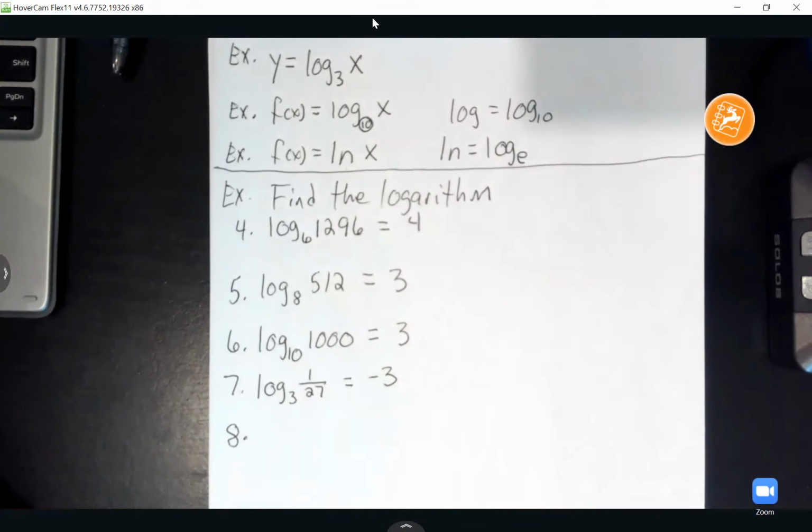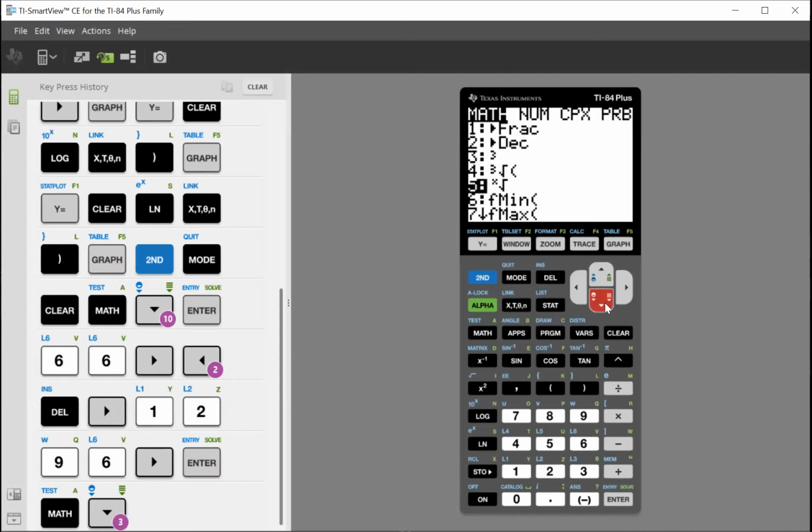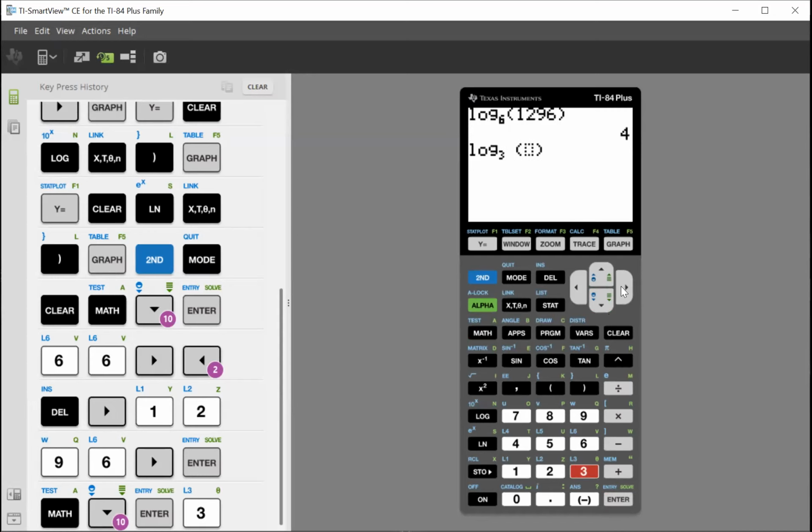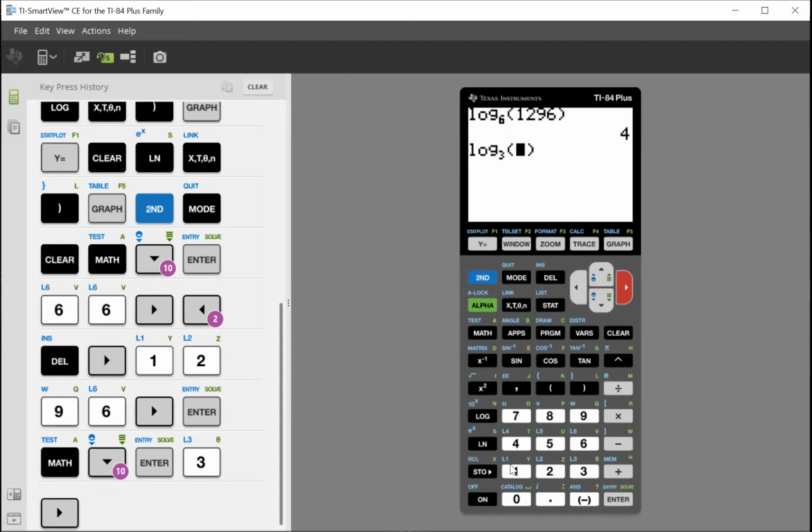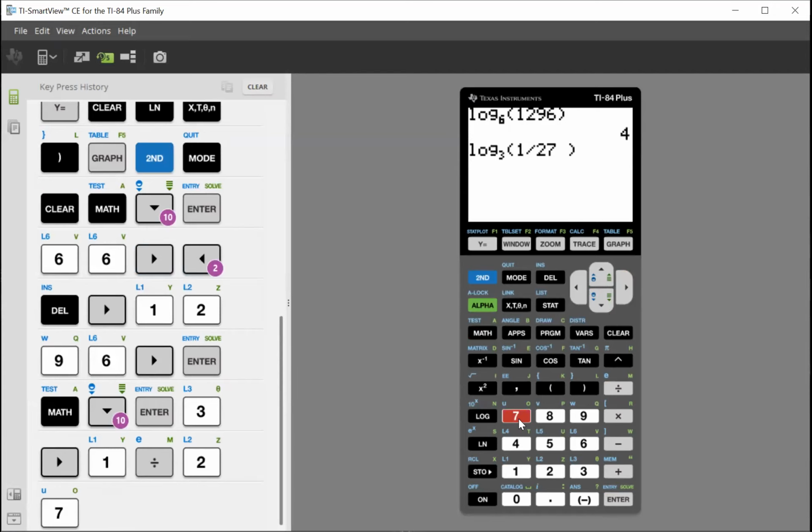So let me show y'all that didn't get it on the calculator yet. I would go to my math and go down to log base. Hit enter. Put in my 3. And then arrow right and do 1 divided by 27. Or you can use the alpha y equals and make it look like a fraction, either way. And oh, there you go. There's that -3, okay?